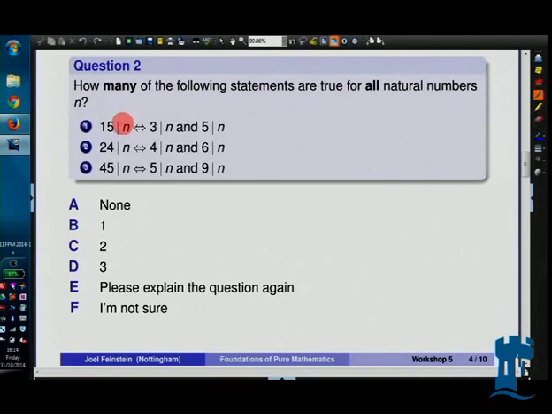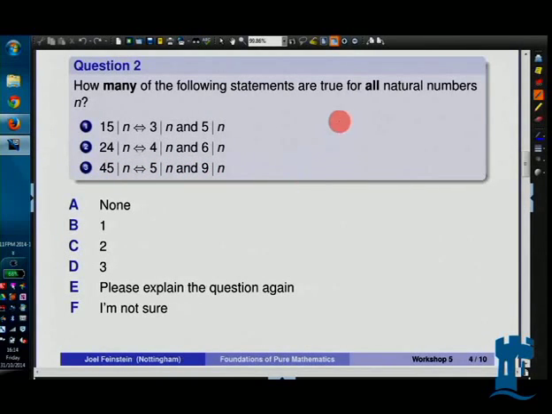15 divides n if and only if 3 divides n and 5 divides n. One direction is obvious, the other direction you have to think about. 24 divides n if and only if 4 divides n and 6 divides n. One way might be easier than the other. 45 divides n if and only if 5 divides n and 9 divides n.